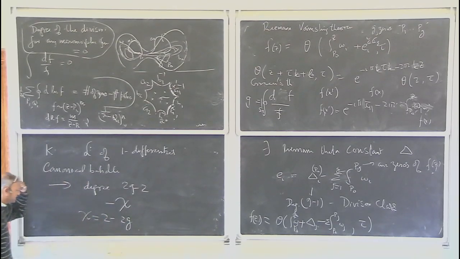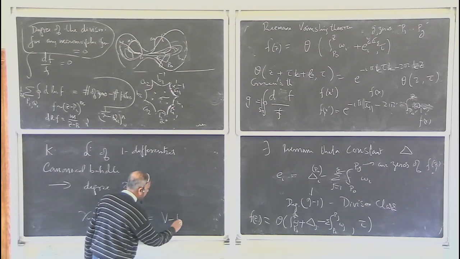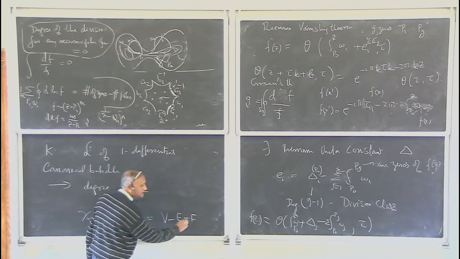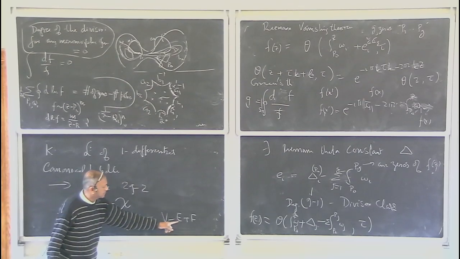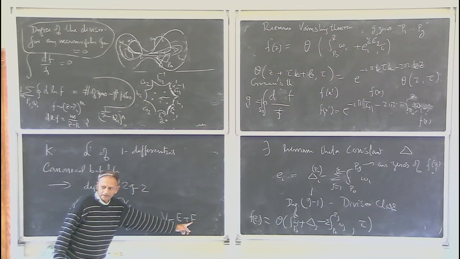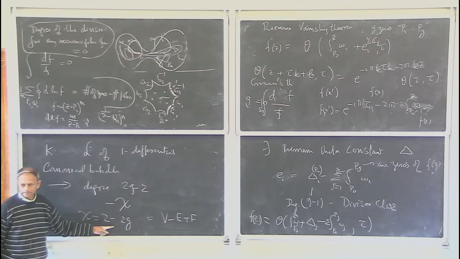Okay. This you can see by just simply using the standard formula, V minus the edges plus the F, the faces. You triangulate your Riemann surface and count the number of vertices, number of edges, number of faces, and when you compute that, you will find it's 2 minus 2g. Okay.